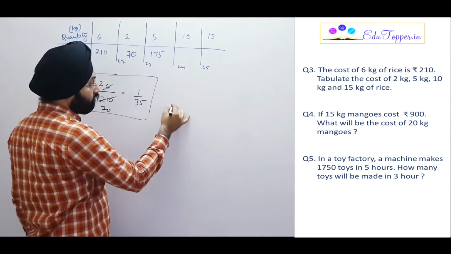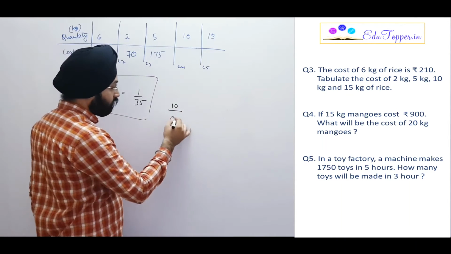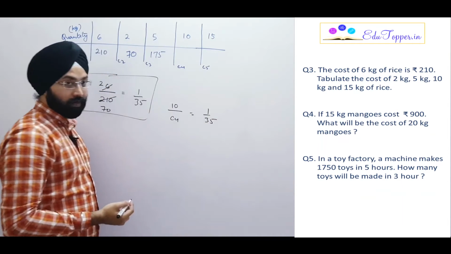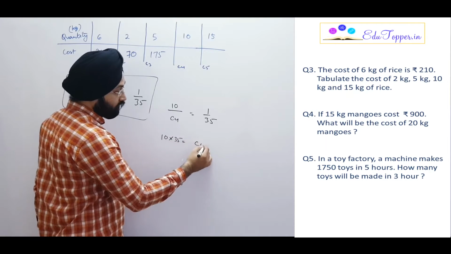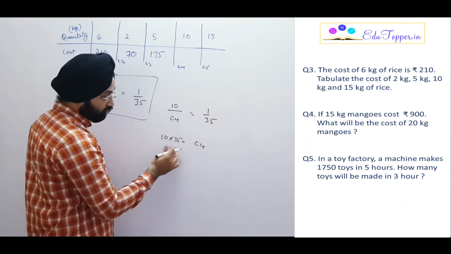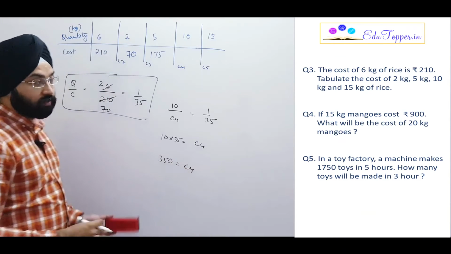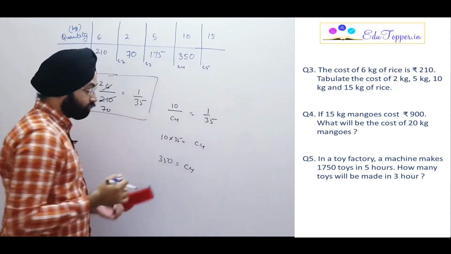Now, 10 by C4, like when the quantity is 10, the cost is C4. Quantity by cost is 1 by 35. So we have 10 into 35 is C4, 1 into C4. So 10 into 35 is 350, which is equal to C4. The value of C4 came up to 350.